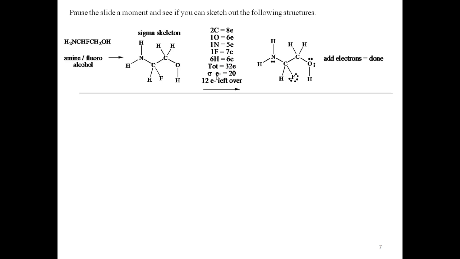So remember, every sigma bond is 2 electrons. So I have 1, 2, 3, 4, 5, 6, 7, 8, 9, 10.